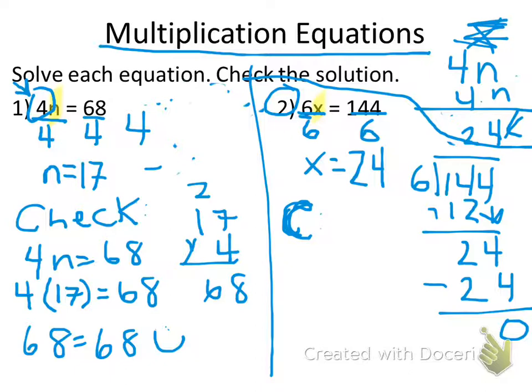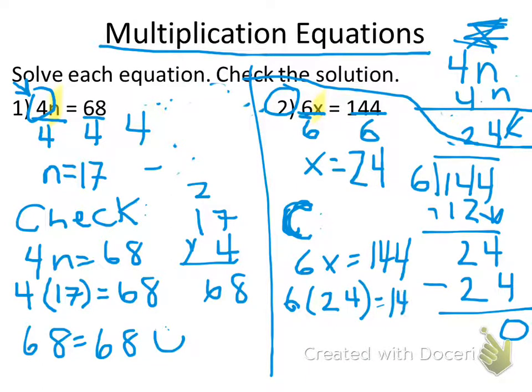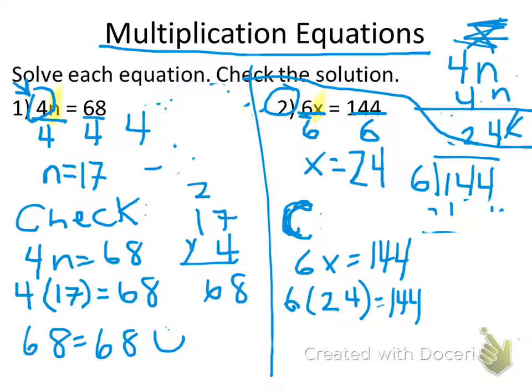To check it, we're going to substitute our 24 in for our x. So we have 6x equals 144. We're evaluating this equation when x equals 24. We're going to have 6 times 24 equals 144. Now we need to multiply 6 times 24. I'm going to erase this so that I have space to do that. In your notebook, you still need to do this.